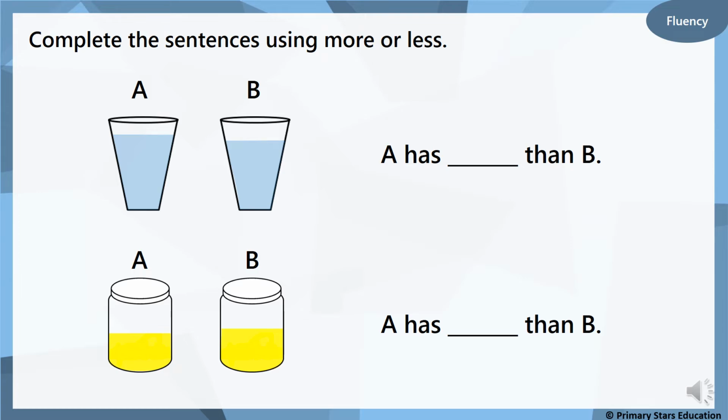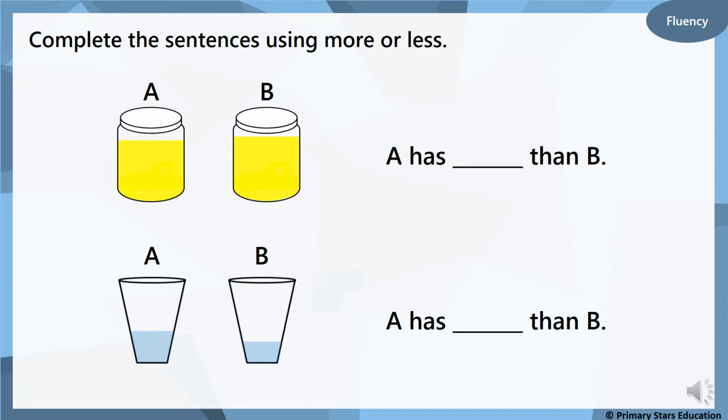Now, look at these pictures and then complete these sentences using the words more or less. So A has, does it have more or does it have less than B? Let's have a look at that for the first one. A has more than B, not by a lot, but it does have more. Have a look at the next ones, A and B. A has more or less than B. This time A has less than B.